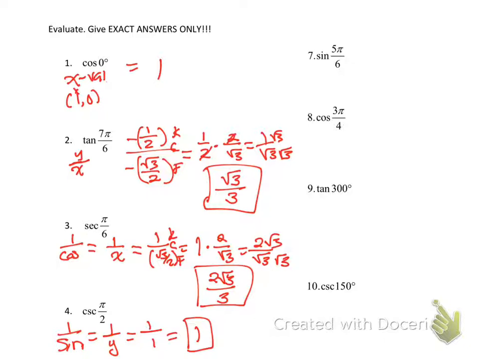Okay. Cosine, 3 pi over 4. Well, I know cosine is my x value. I go to my unit circle. 3 pi over 4 doesn't have the numbers, but I know it should be the same as it is in quadrant 1. So I know it is root 2 over 2, but I have to check, is the x value negative in that quadrant? Yes. So I should put a negative with it.